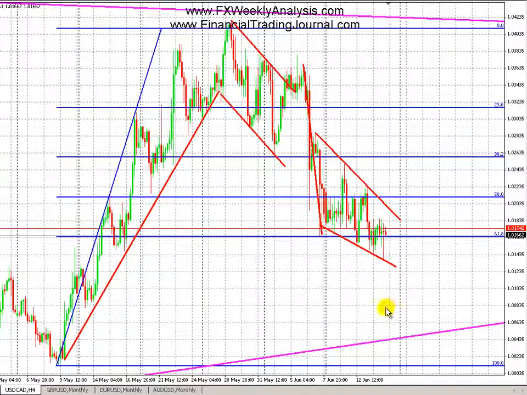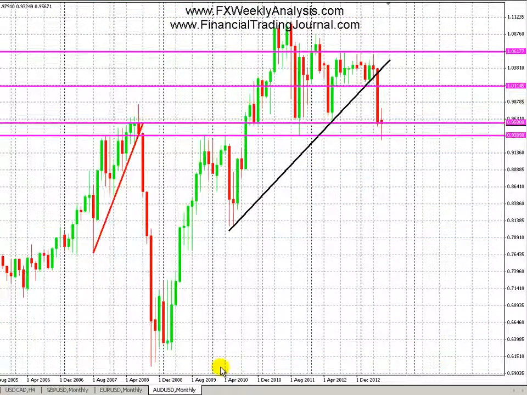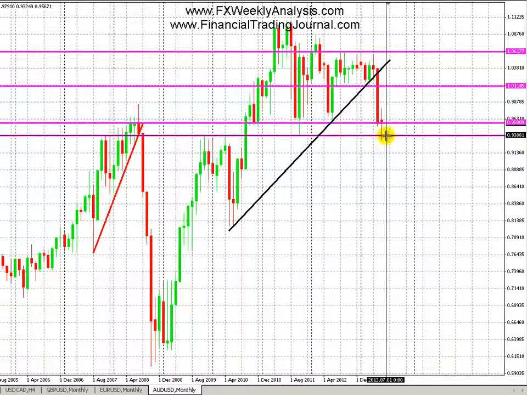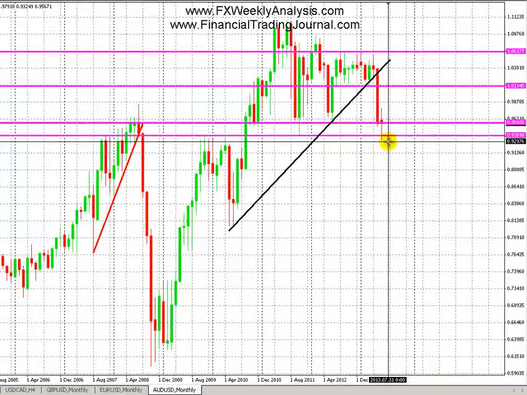So that's it for the dollar CAD. Up next we have the Aussie dollar. Aussie dollar monthly chart. As you guys can see, we did manage to puncture the bottom support level. I think we punctured by about 50 pips. We broke down the low.